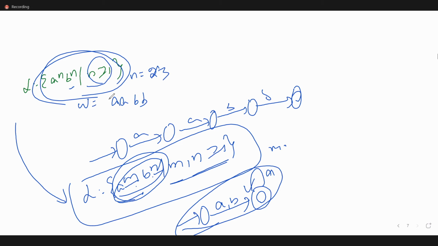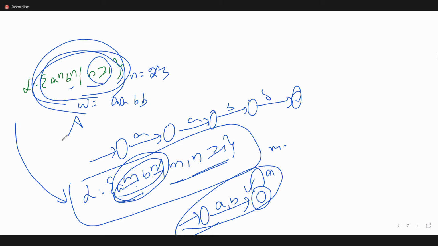But when you come to the above example, here the number of A's and the number of B's should be the same. If there are 10 A's, you should count the B's also, so that there should be 10 B's only. So here you require counting. With the finite automata, we cannot count things. So this is not possible through finite automata.